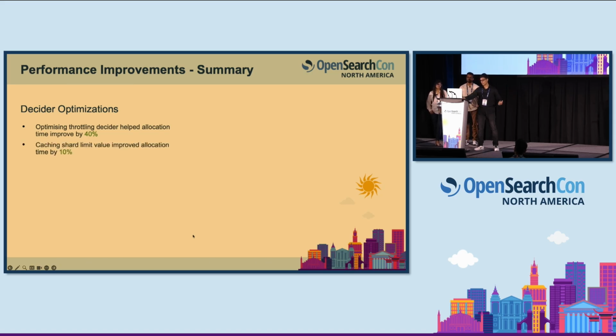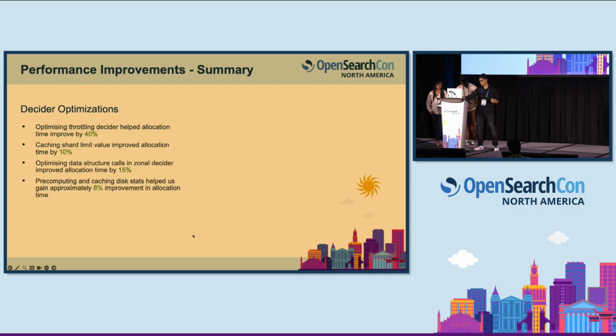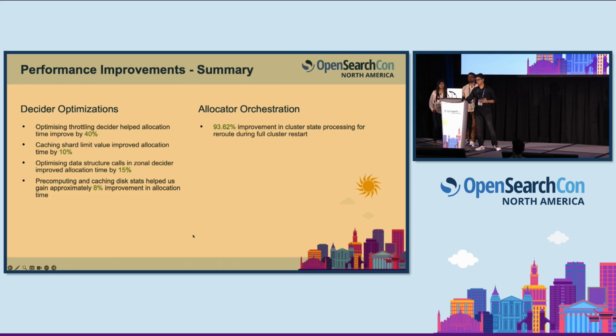Caching the shard limit improved the decider runtime by 10%. Optimizing the data structure in zonal decider improved the allocation time by 15%. And pre-computing and caching the disk stats helped us gain approximately 8% in the allocation runtime. The improvement in the allocator orchestration, which is the time bounding of the allocators, during the full cluster restart, was significantly improved. There was a 93% improvement in the cluster state processing time.